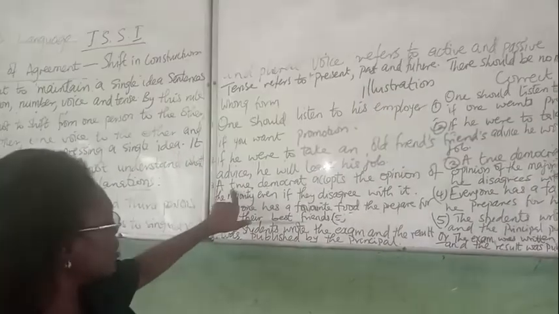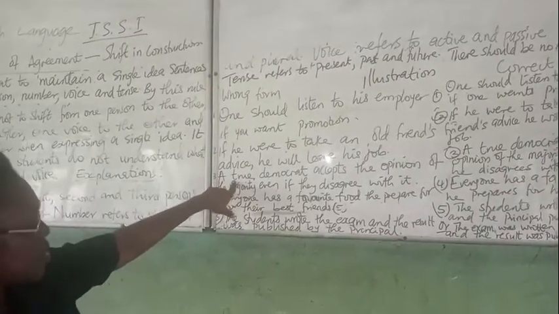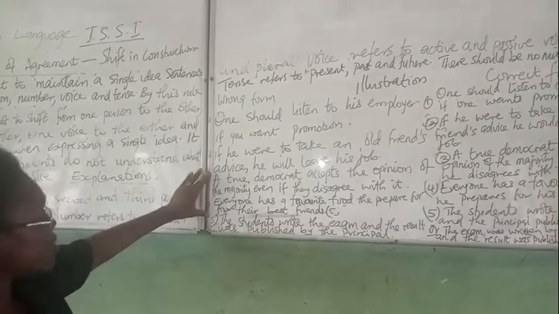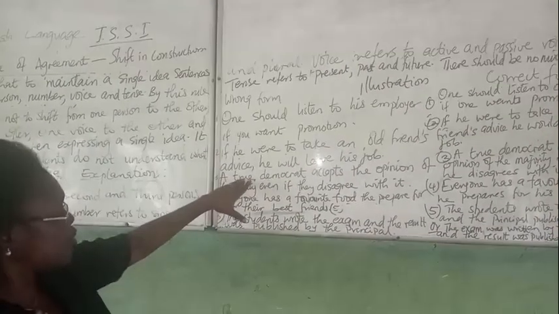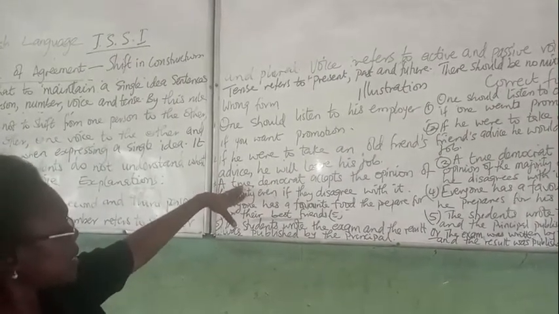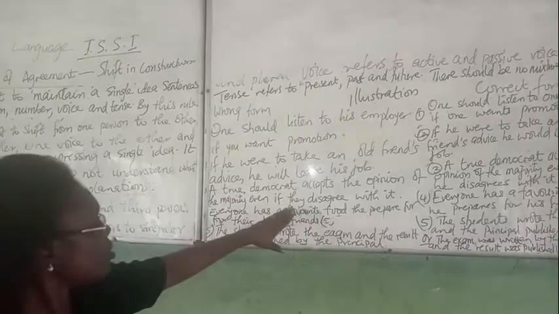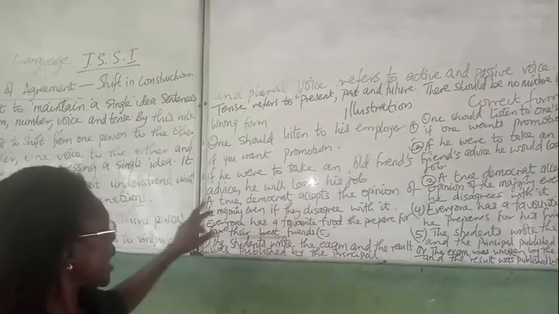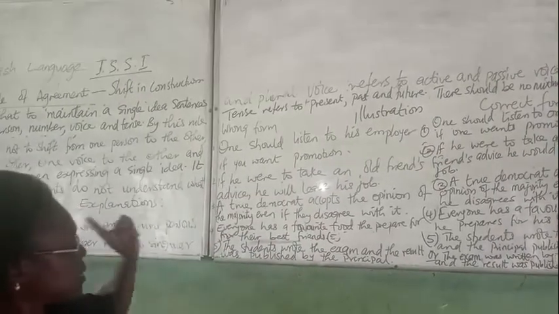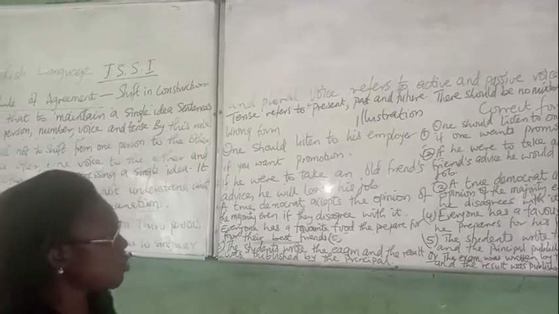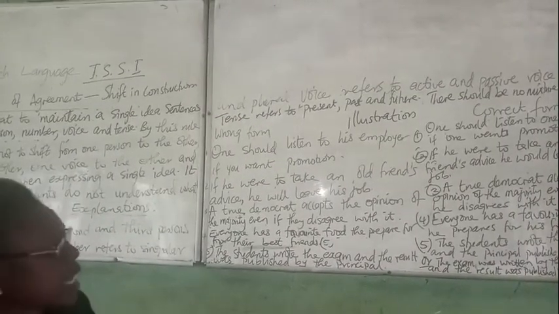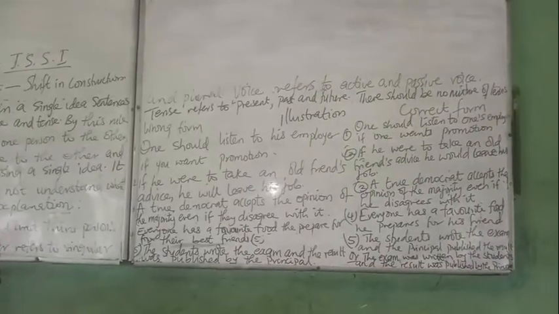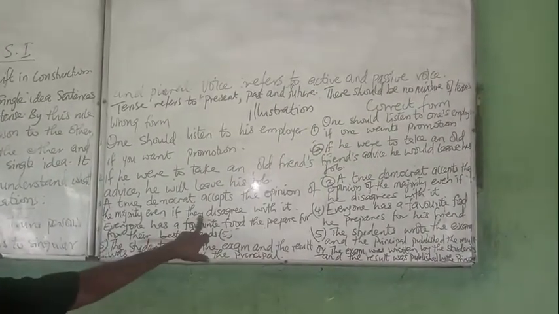Then here: a true Democrat accepts the opinion of the majority, even if they disagree with it. I'm talking about the Democrat, which is the subject of my discussion, so I wonder why they should come in. So here we have two errors: a shift from singular to plural. I have a true Democrat, which is one person. Using they here is wrong. So it should be: a true Democrat accepts the opinion of the majority, even if he disagrees with it. Because I'm talking about this one, I should not say they.